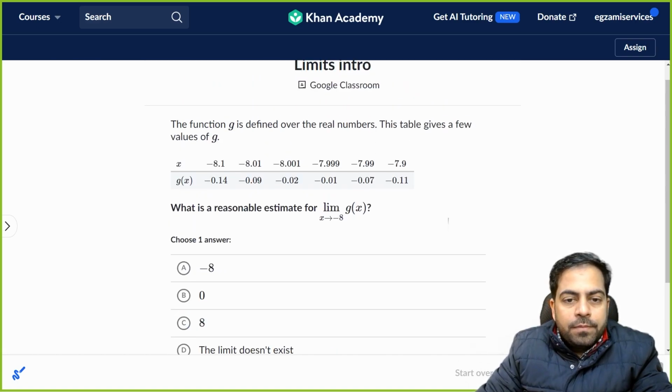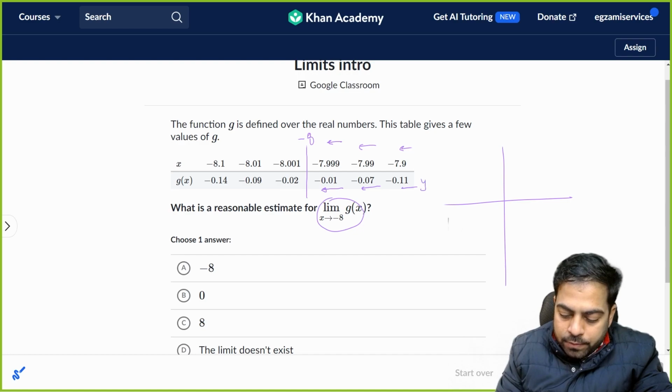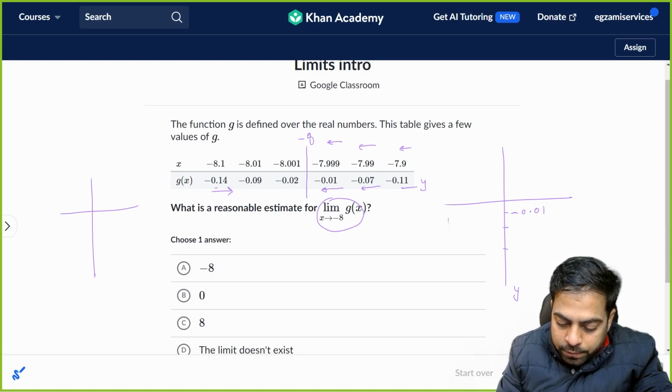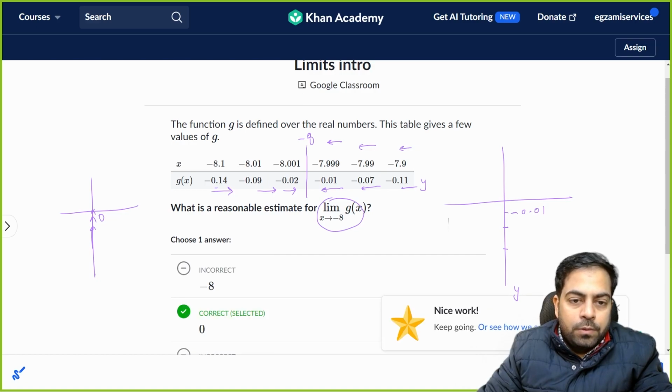Then again we have a limit from the tables, x approaches minus 8, so minus 8 is here. Now as you can see, from the RHL it is approaching minus 0.01. These are y values, right? So the y value is going like this, minus 0.01. It is approaching 0. And from the left side, the y is again going towards 0, so both are going towards 0, so let us go for 0. Both LHL and RHL are going towards 0.